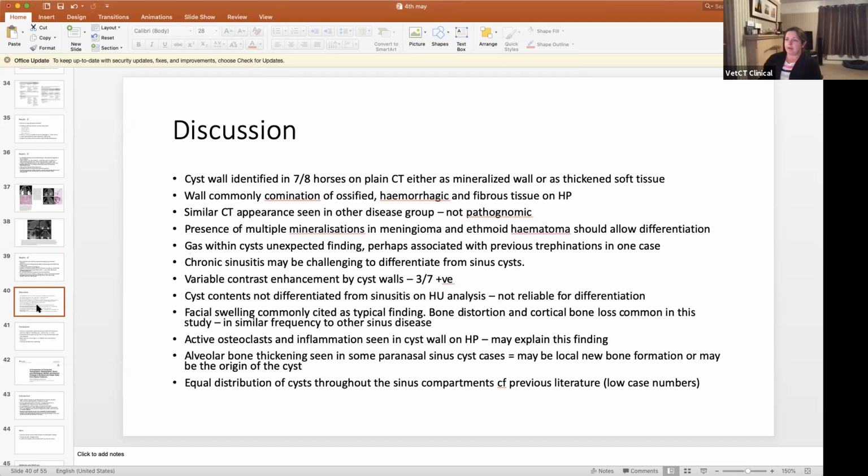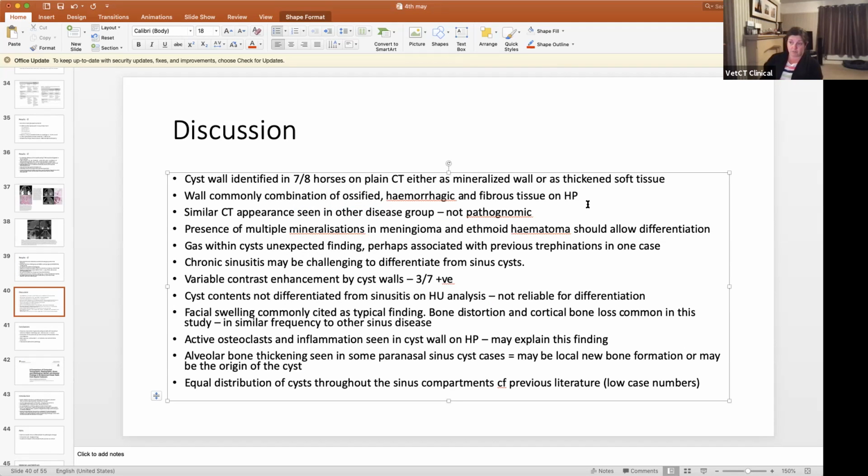I don't know. So in the discussion, they went through the cyst wall being identified in 7 out of 8 horses on plain CT, either as a mineralized wall or a thick soft tissue wall. And that's a combination, if I could spell, of ossified, hemorrhagic and fibrous tissue on histopathology. They saw a similar CT appearance in the other disease group as well, so it's not pathognomonic. They had multiple mineralizations in the meningioma and the ethmoid hematoma that didn't follow the same pattern, so that should help with differentiation.